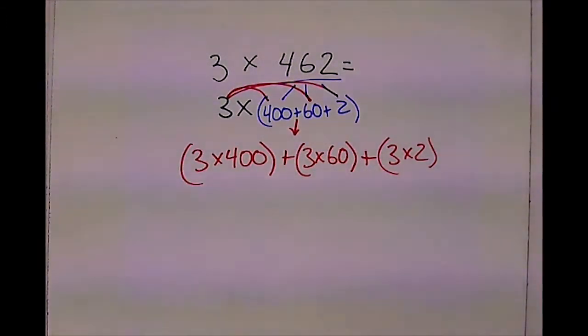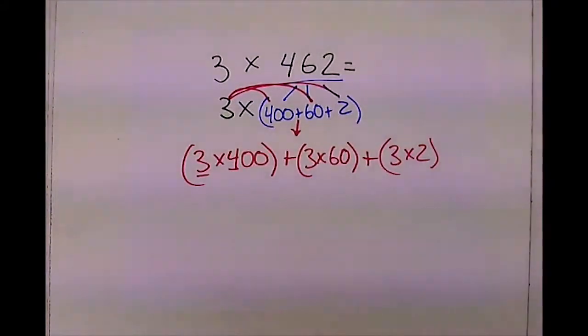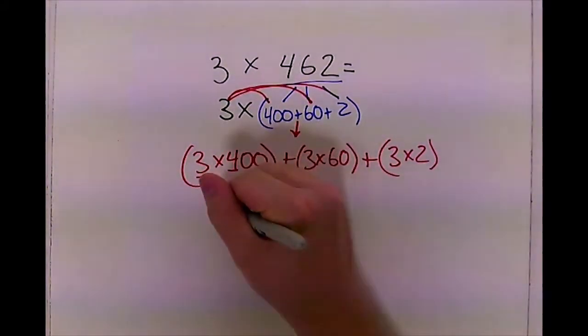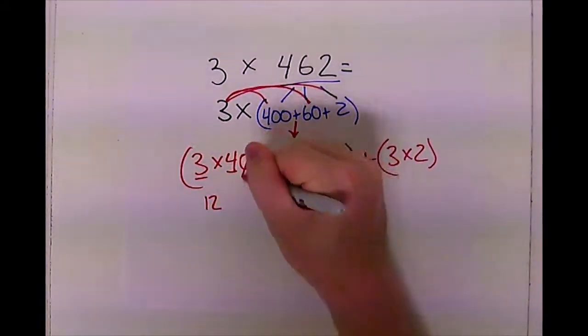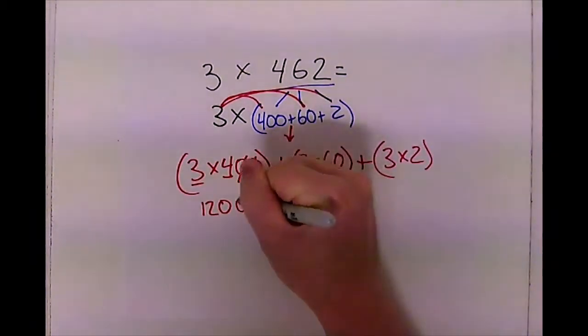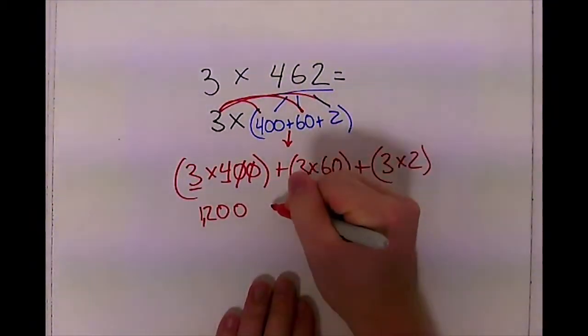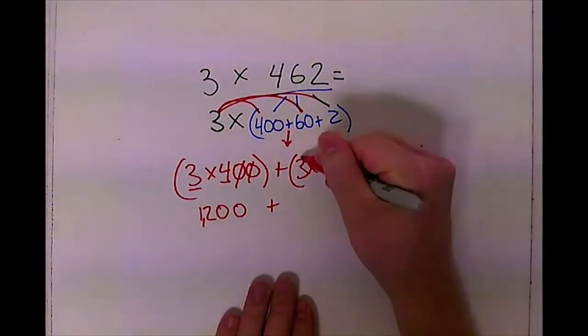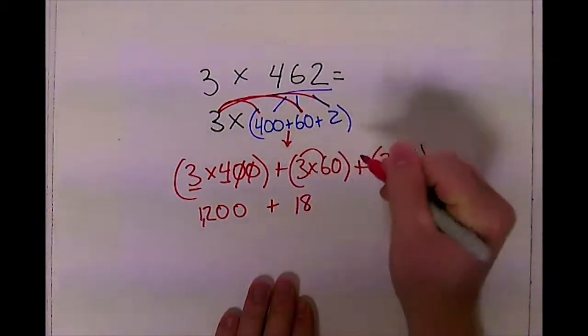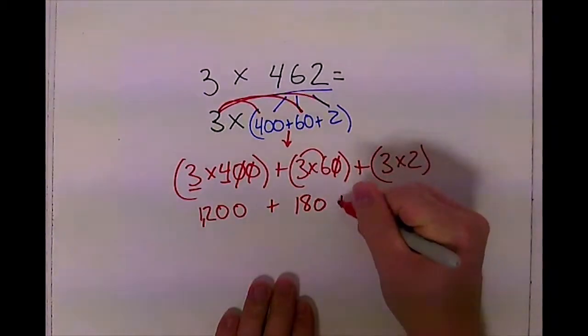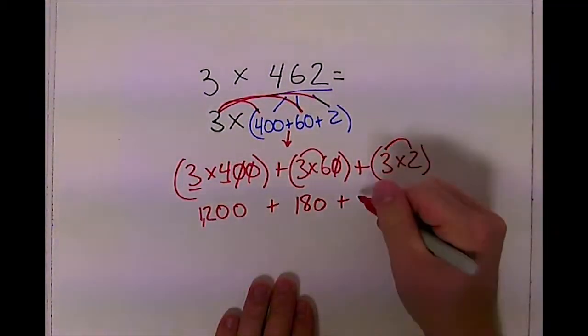And we've already talked about how to multiply with zeros. It's really simple. Just take your two numbers that you can work with, so 3 times 4 is 12, and then I'm just going to add each 0 onto that, so that's 1,200. And then I'm going to go to my next number. Don't forget that addition sign. 3 times 6 is 18. Add my 0, plus 3 times 2, which is 6.